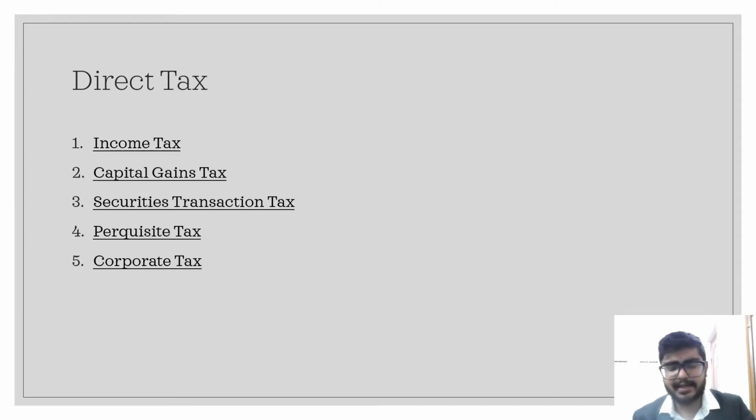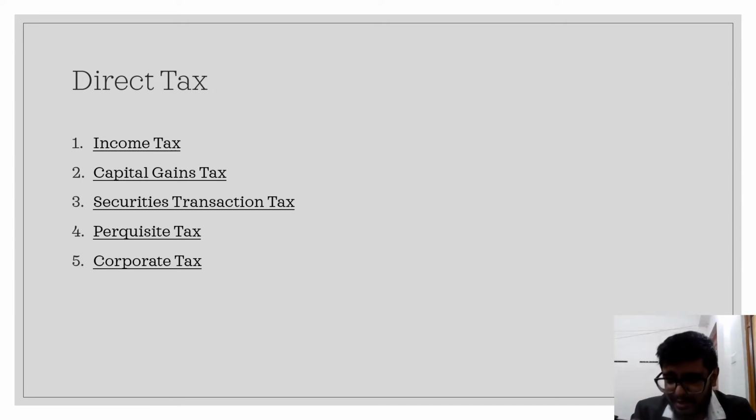Now, let's have a detailed look at the different types of direct taxes. First of all, income tax. Income tax is a tax that is imposed upon your taxable income in the fiscal year. There are a lot of facets, such as deductions and additions, to income tax, such as taxable income, reduction of taxable income, tax slabs, tax deducted at source, etc. This tax is pertinent to both companies and individuals.